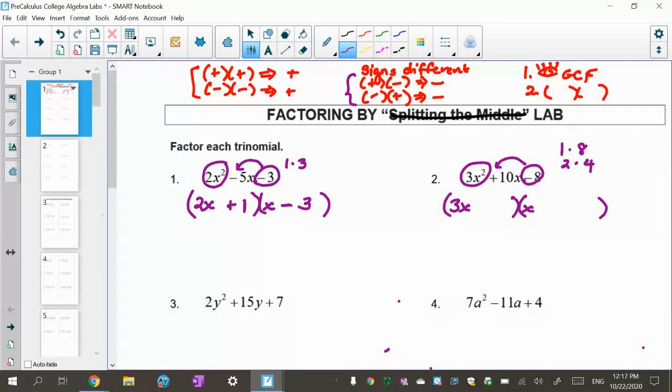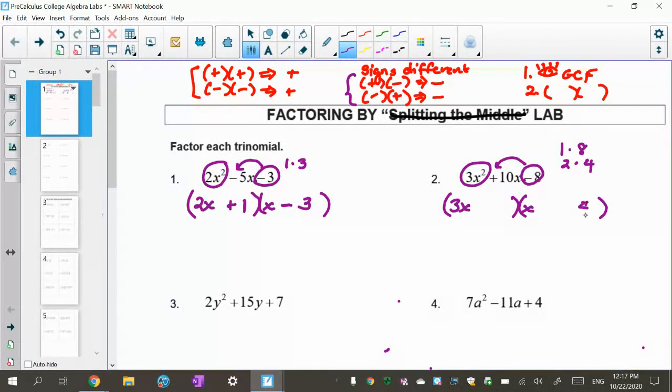So then I tried looking at 1 and 8. And if I put an 8 here and a 1 here in these spots, I'd see that I'd get a 24 and a 1. That's too far away for 10. And if I go the other way and put a 1 here and an 8 here, there's no way I can subtract the 2 to get a positive 10. So then I'm going to try 2 and 4.